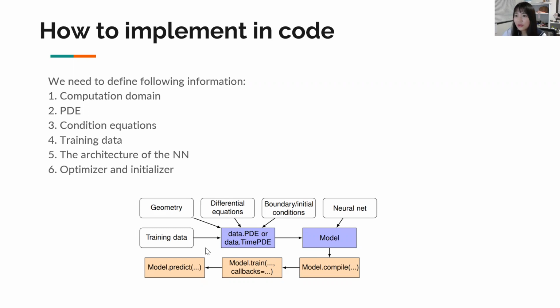As we can see in the figure, to define the training data, we first need our definition of geometry and our PDE equation, boundary and initial conditions, and our training data. And then we feed that information into the model. Within the model part, we also need to tell it what our neural network looks like. Then we compile the model, train the model, and get the result from the model.